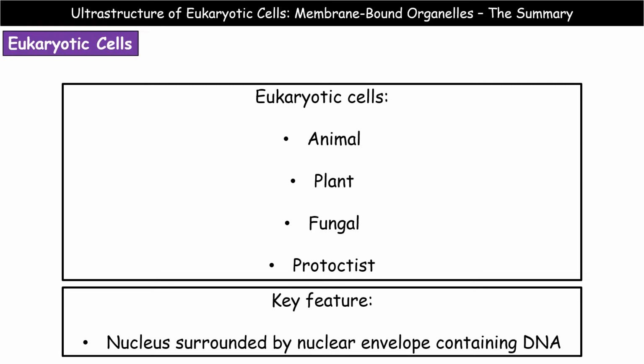Before we delve into the actual organelles themselves, it's always worth reminding ourselves of what eukaryotic cells actually are. Any cells of animals, plants, fungi, or the protoctistans are eukaryotic cells. So quite simply, if they ask you about any of the features of a protoctistan, you can just jump straight in by saying they are eukaryotic cells. And the key feature that we learnt back at GCSE about the difference between eukaryotes and prokaryotes is that eukaryotic cells have a nucleus surrounded by a nuclear envelope that contains the DNA.